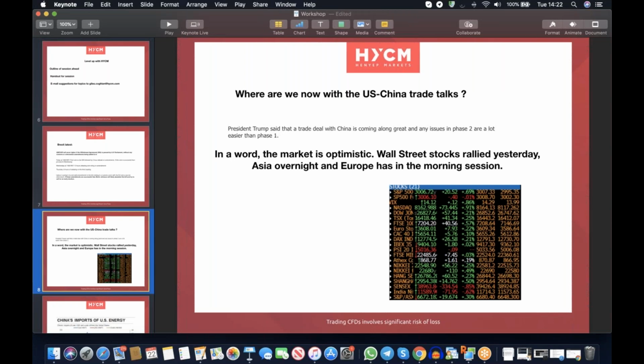So we've looked at Brexit. We can see that tonight is the key time, 7 o'clock. We'll have the vote. Now, it's also worth taking a moment to pause. Where are we now with the US-China trade talks? Well, President Trump said that a trade deal with China is coming along great, and any issues in phase 2 are a lot easier than phase 1. So the market has been optimistic on the US-China trade talks.